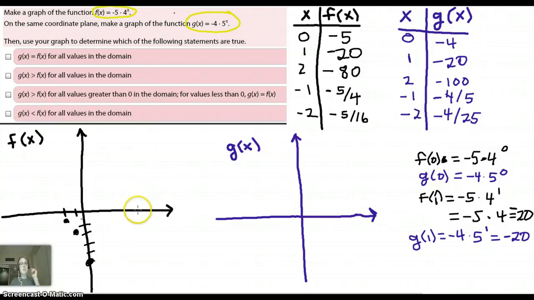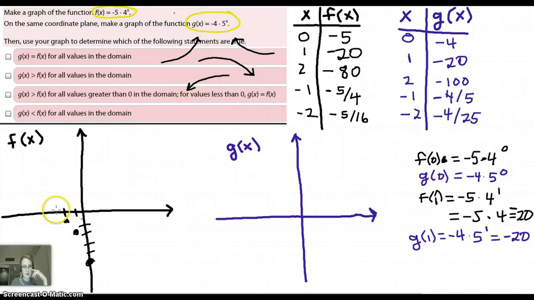Now we know the shape of exponential functions. They always look something like this. They go either up or down, or they could go the other direction, up, or the other direction, down. And they go steeper and steeper and steeper.